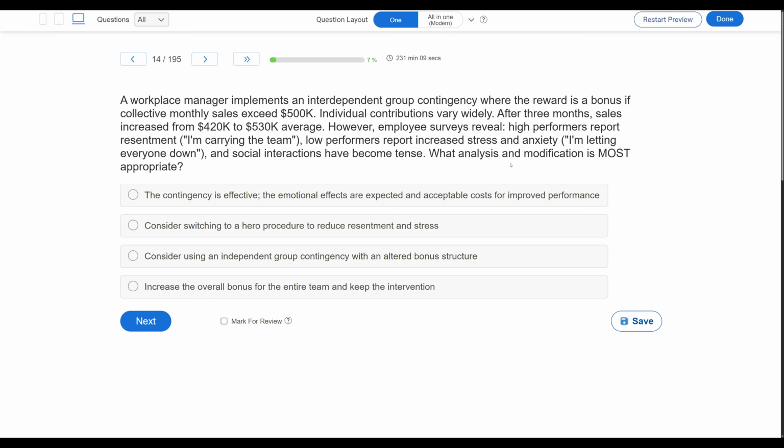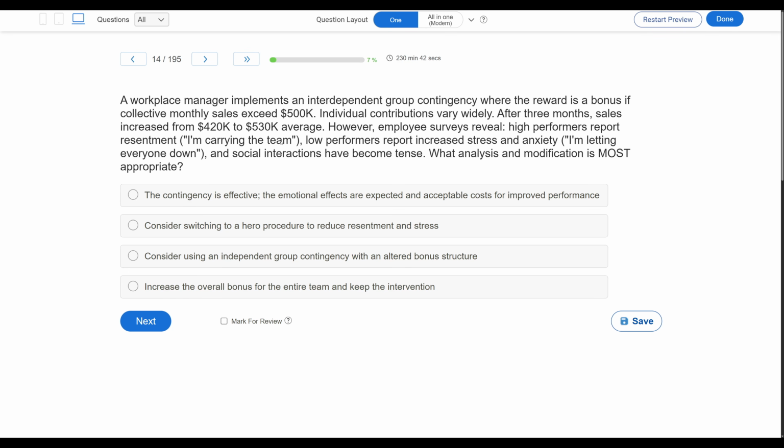Okay, let's think about this. What's the problem, right? Because we need to analyze it first and then we'll modify. We have an interdependent group contingency. And what does that mean? It means everybody needs to perform to get the reward. And here, the goal is 500,000. So the whole group needs to get to over 500,000. Individual contributions vary widely, so some people are contributing a lot, some a little.